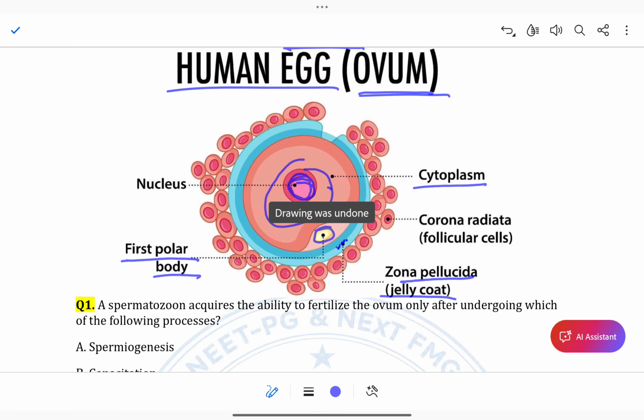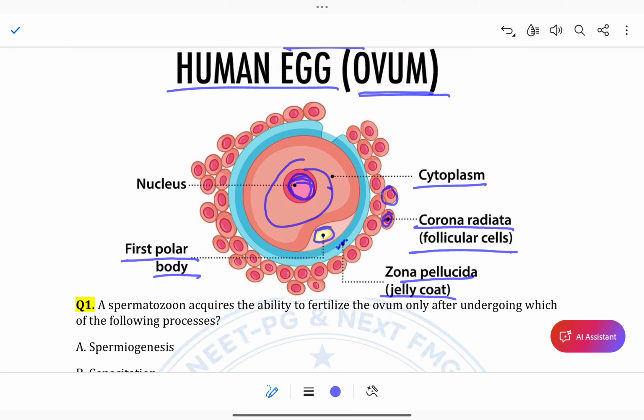The other one, the outer one, is the corona radiata. That is the outer side. Whenever you start weeping or crying, the tears come outside. So always remember, the tears always come outside from your eyes. That is why we say corona radiata. That is follicular cells. Corona radiata. So it's very much clear to you all.